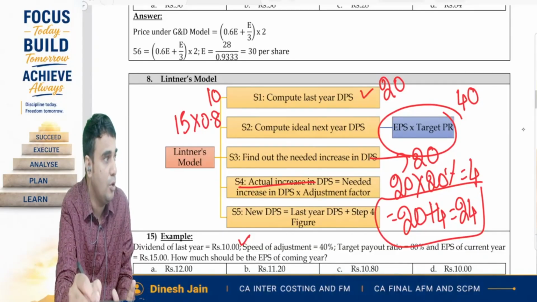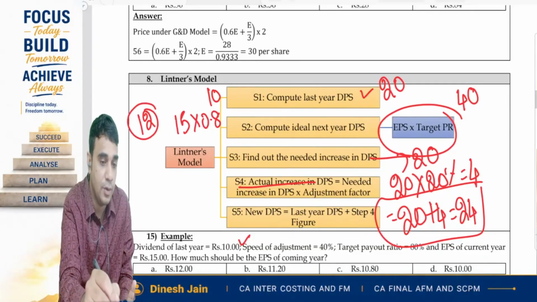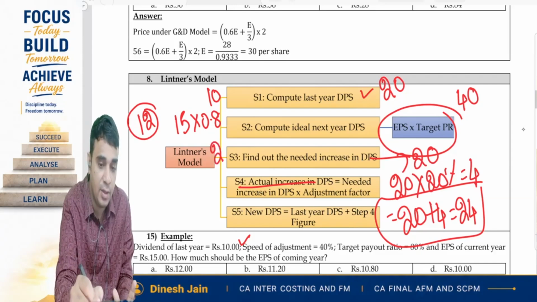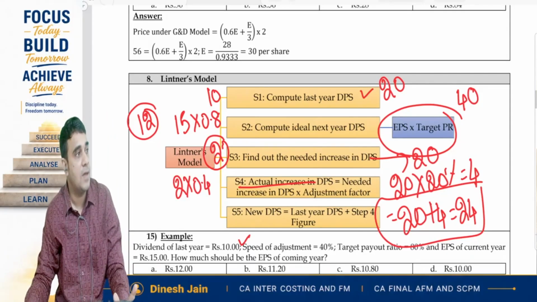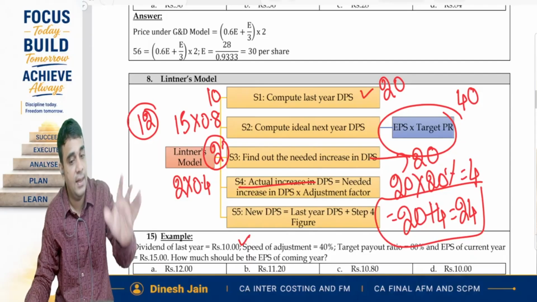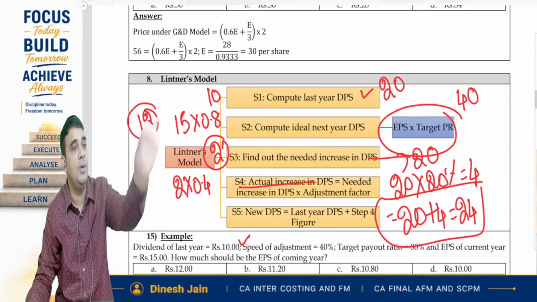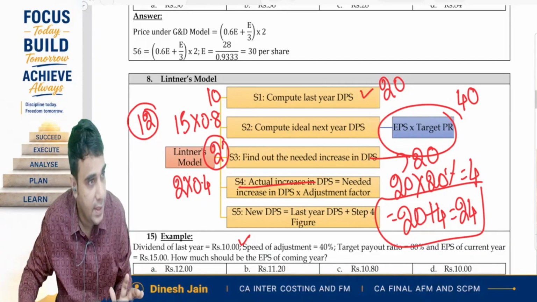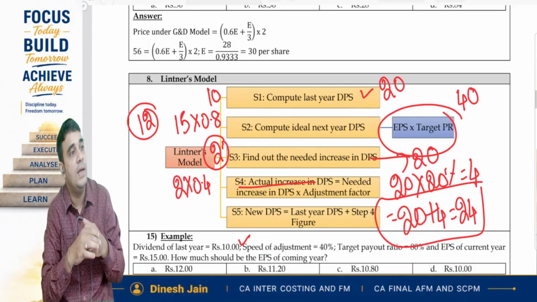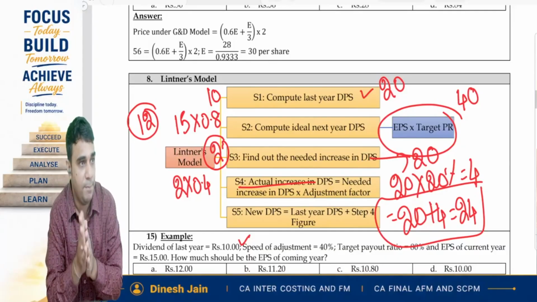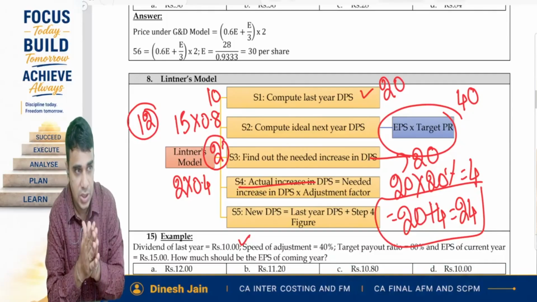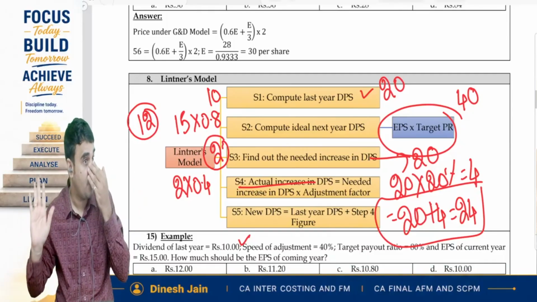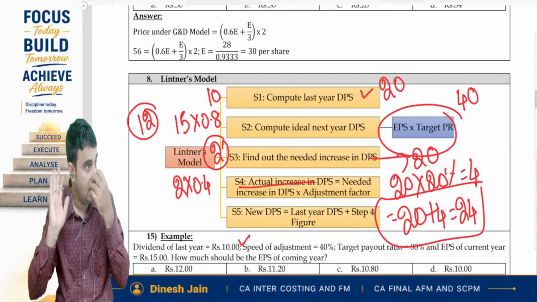I'll pay 15 into 0.8. How much will I pay? 12. Increase should be 2. Actual increase is 2 into 40%. How much? 0.8. 10 plus 0.8 is the new dividend per share. This is the concept.